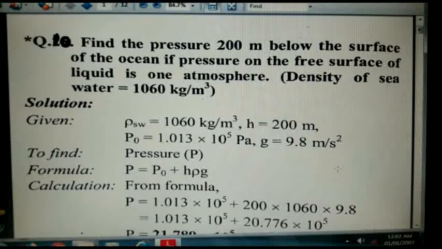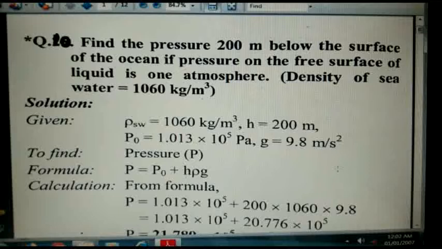So the first numerical is question number 10. Find the pressure 200 meter below the surface of the ocean if the pressure on the free surface of the liquid is 1 atmosphere. Here the density of sea water is given as 1060 kg per meter cube. Now what is given here? In the solution we write the density of sea water rho of SW is equal to 1016 kg per meter cube.